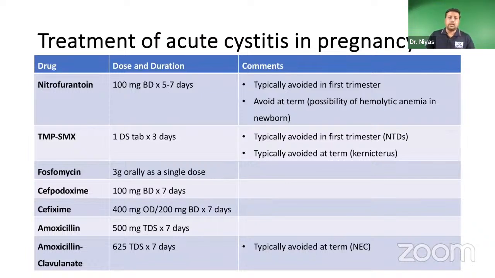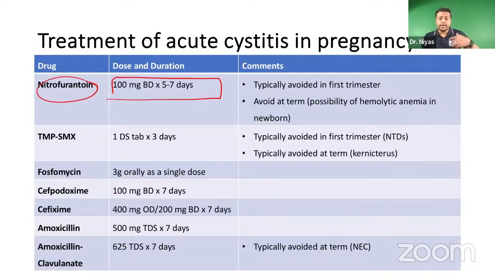What about pregnancy? What if these patients had presented in pregnancy? This is again a common presentation; many patients in pregnancy can present with features of cystitis. Nitrofurantoin again remains a good drug which can be given 100 milligrams BD for 5 to 7 days. Typically, as we have already mentioned, it should be avoided in the first trimester, as well as at term, where there is a possibility of hemolytic anemia in the newborn, which can be precipitated by nitrofurantoin.